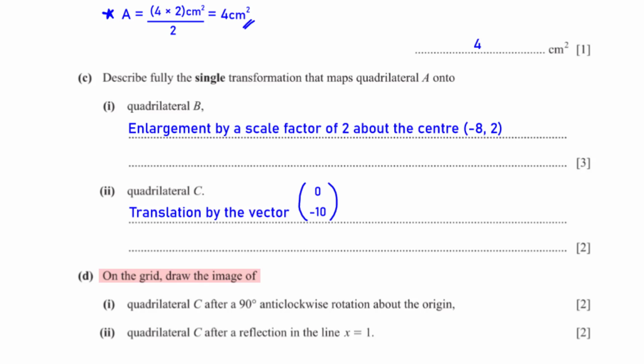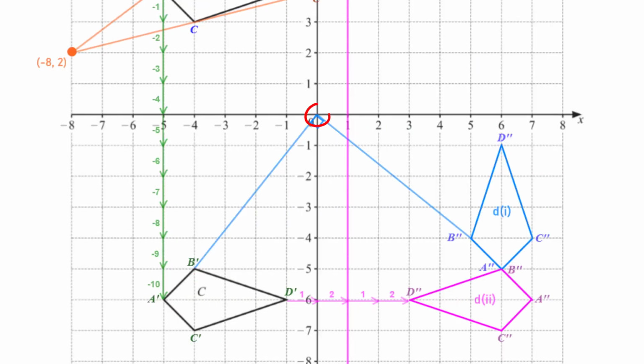On the grid, draw the image of quadrilateral C after a 90 degrees anti-clockwise rotation about the origin. First, we need to mark the center of rotation, which is the origin. Then we rotate each vertex on shape C 90 degrees in the anti-clockwise direction about the center. So if we pick point B on shape C, we draw a line from this point to the center of rotation. Then we measure and mark 90 degrees in the anti-clockwise direction from this line.